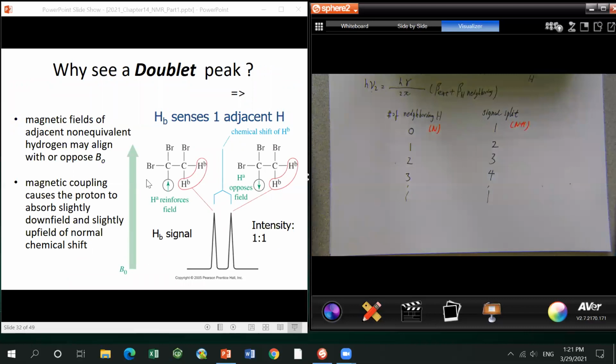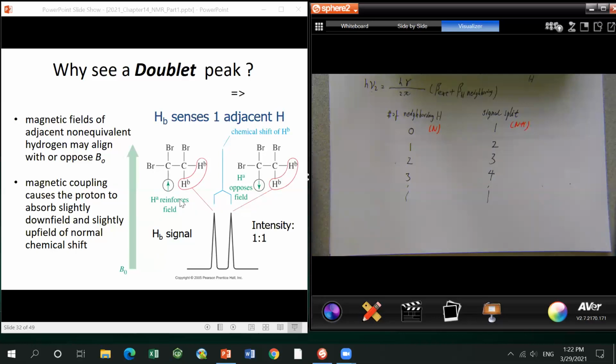Here comes the question: how do we see a doublet, 2 peaks? Why can we see that? We use this HB as an example. If there were no neighboring hydrogen, you should see one signal here. But here there is one neighboring hydrogen. HA is 3 bonds away from these 2 HB protons. This HA generates a local magnetic field, one in the same direction as the external field, another in the opposite direction, and then they split the HB signal.